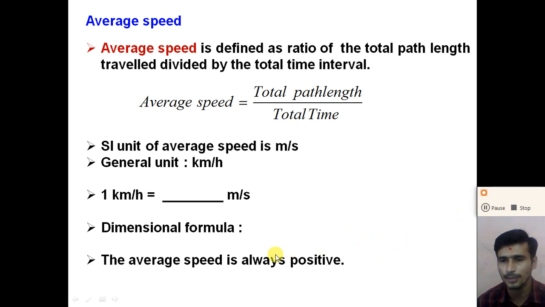So one more point about path length and average speed. Here the path length is always positive, so we can say that the average speed is always positive, right? Understand about the average speed. Average speed is the total distance divided by total time.